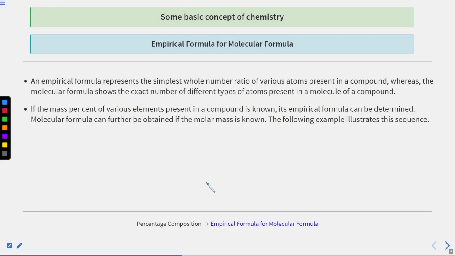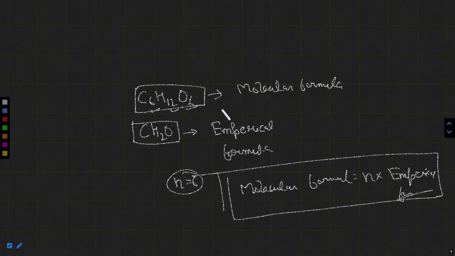Got it? So the empirical formula represents the simplest whole number ratio of various atoms present in a compound, whereas the molecular formula shows the exact number of different types of atoms present in a molecule. What do you mean by this exact number?